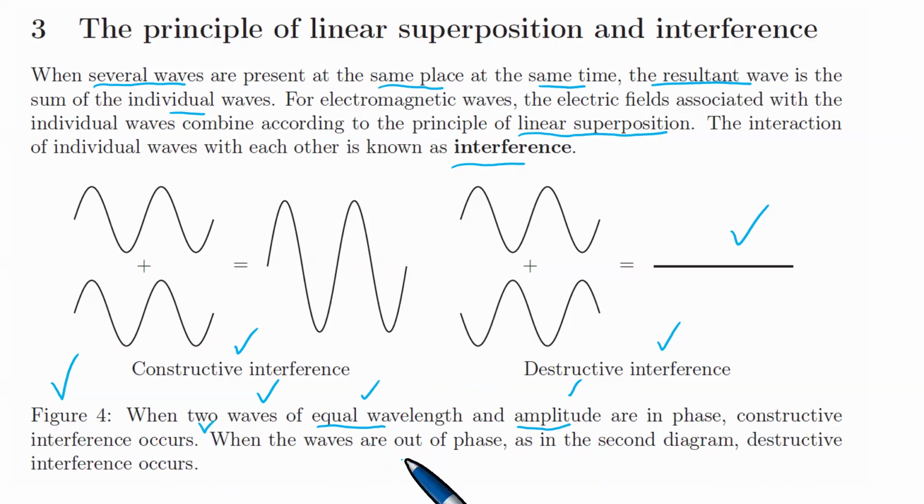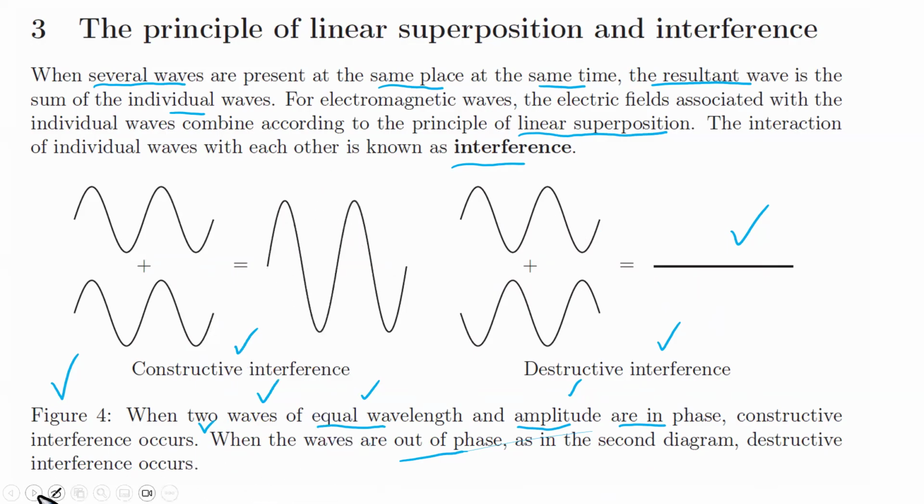When waves are out of phase, as in the second diagram here, destructive interference takes place. How do you see out of phase? You see the trough and the crest, and obviously this leads to destructive interference. If the trough and the trough correspond, and the crest and the crest correspond, then it leads to constructive interference.